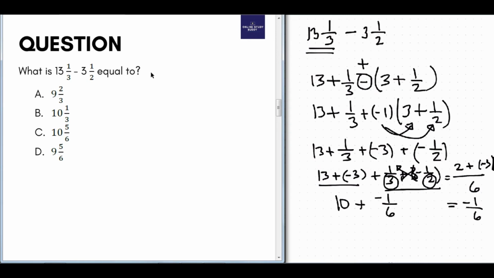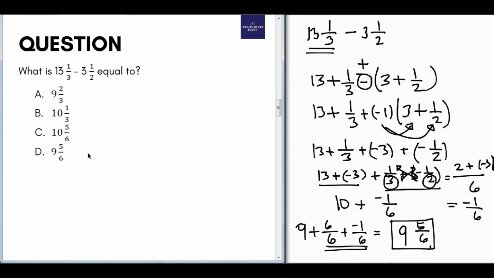Then, hihiram tayo ng 1 whole from 10. We will have 9 plus 6 over 6 plus negative 1 over 6. So, again, perform natin yung 6 over 6 plus negative 1 over 6. We will have 6 plus negative 1 over 6 equal to 5 over 6. So, 9 and 5 over 6 yung final answer natin, which is letter D.